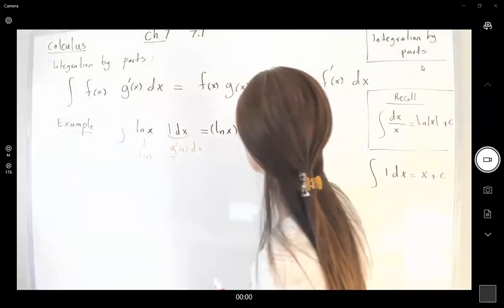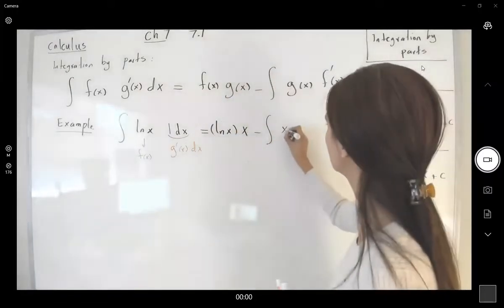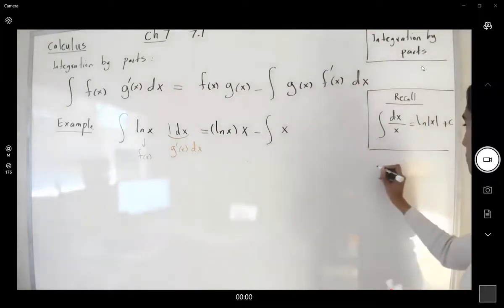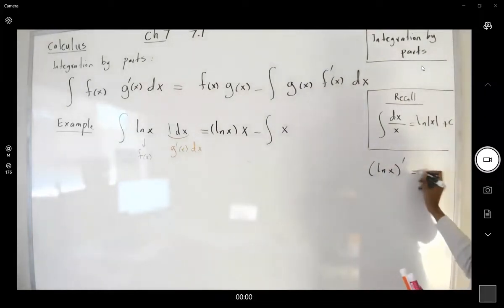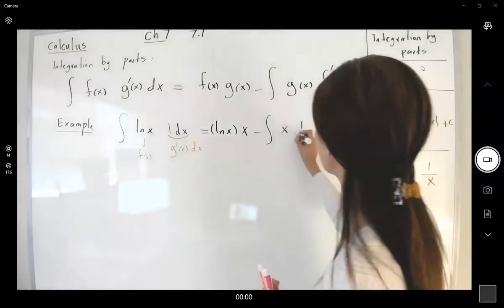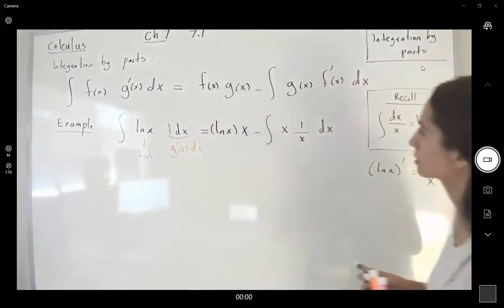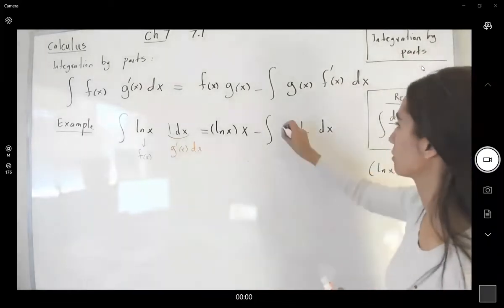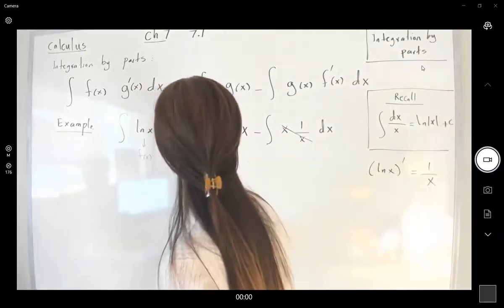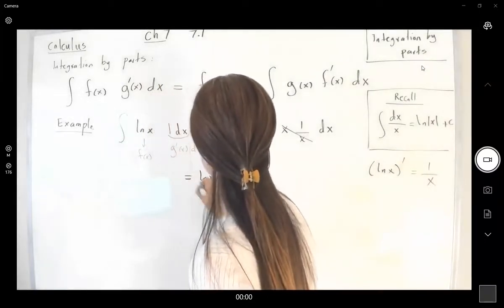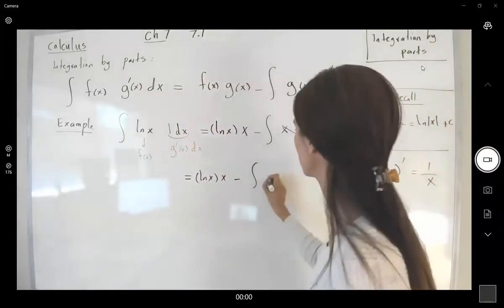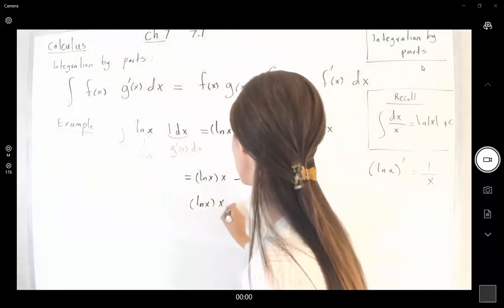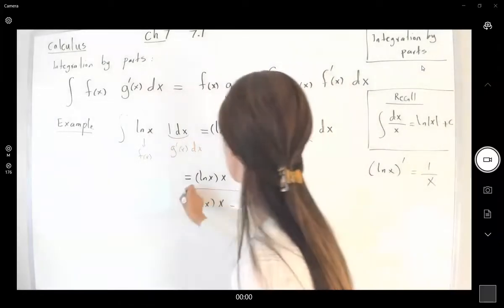So this is just x minus the integral of x times f prime, the derivative of ln, which is 1 over x, 1 over x dx. Okay. Cancel out x and x. This is equal to ln of x times x minus the integral of dx, which is ln of x times x minus x plus c.